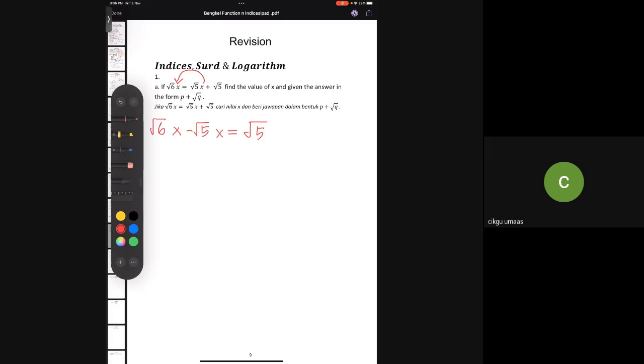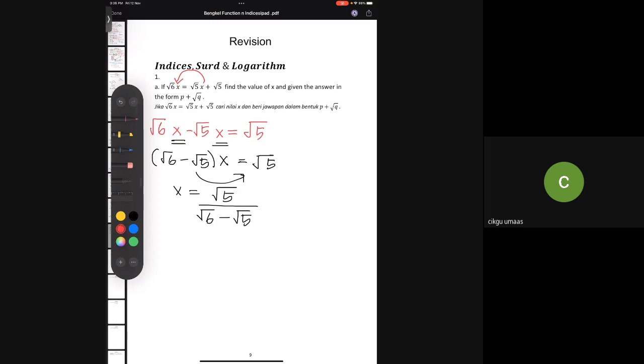Step 1. Step 2. They are sharing the same x. So what I will do, I will factorize and take the x out. Move to the other side. x is root 5 over root 6 minus root 5.